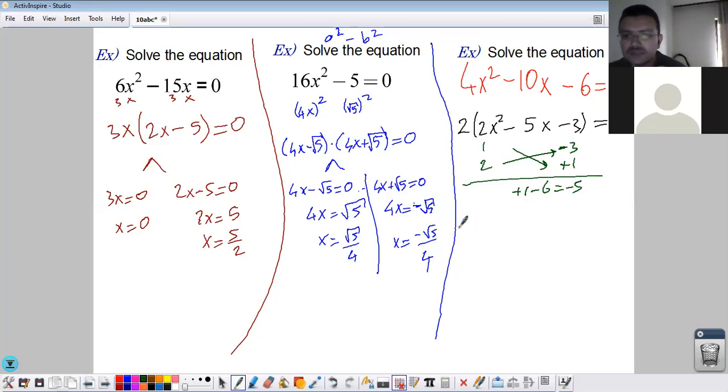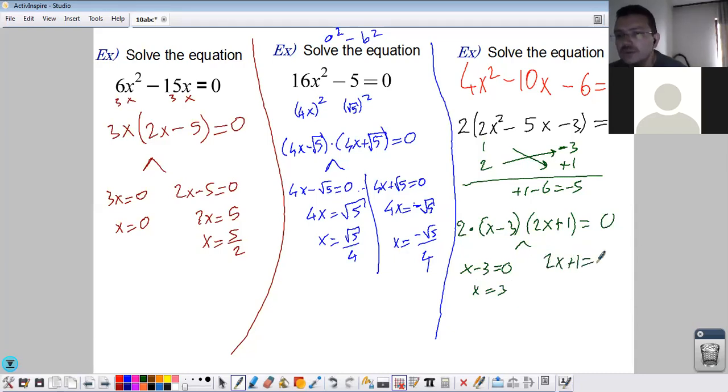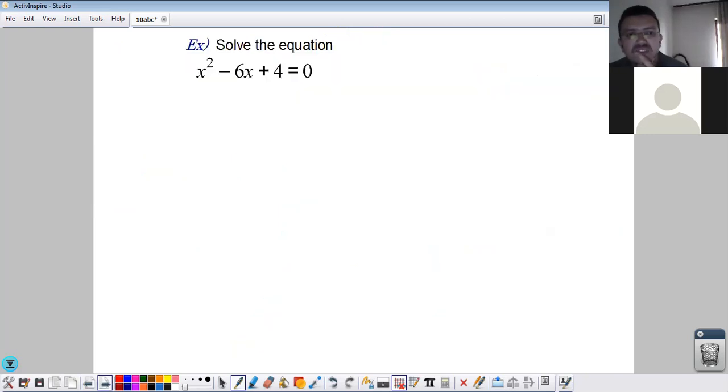So 2 stays in the beginning, and we factorize this inside part as 2 parts. 1x minus 3, first row, and the second row, 2x plus 1, equals 0. So if the first part equals 0, x equals 3. If the second part equals 0, plus 1 moves to the other side as minus 1, 2x, so 1x equals minus 1 over 2. And here we have such a case, which is this one.